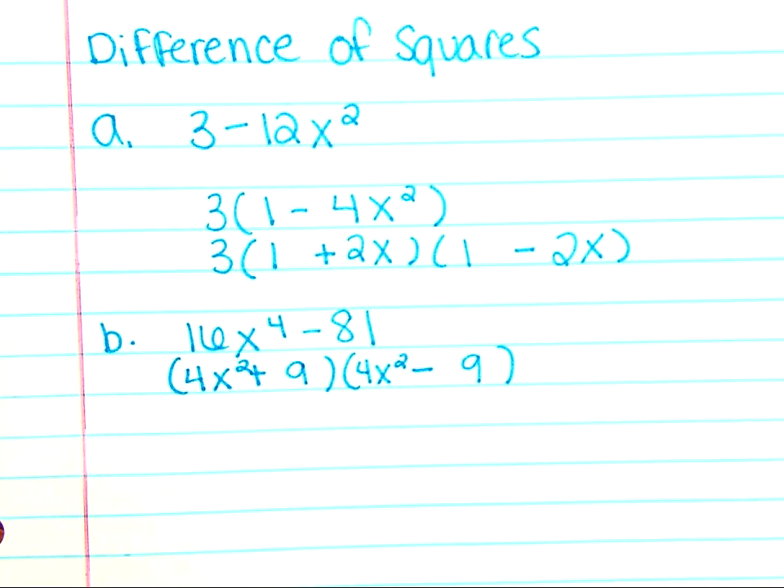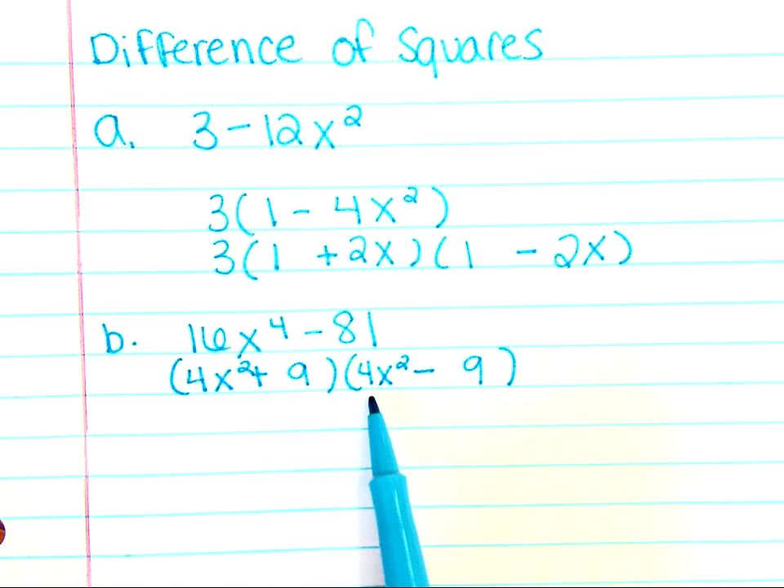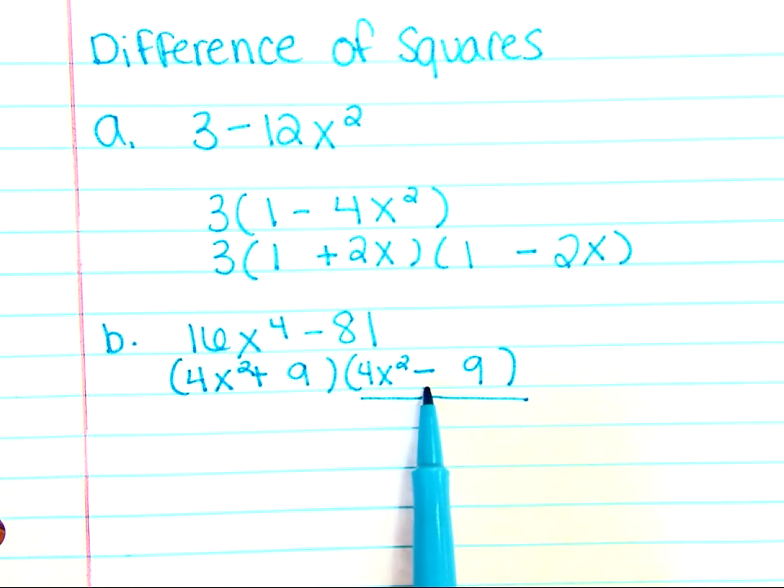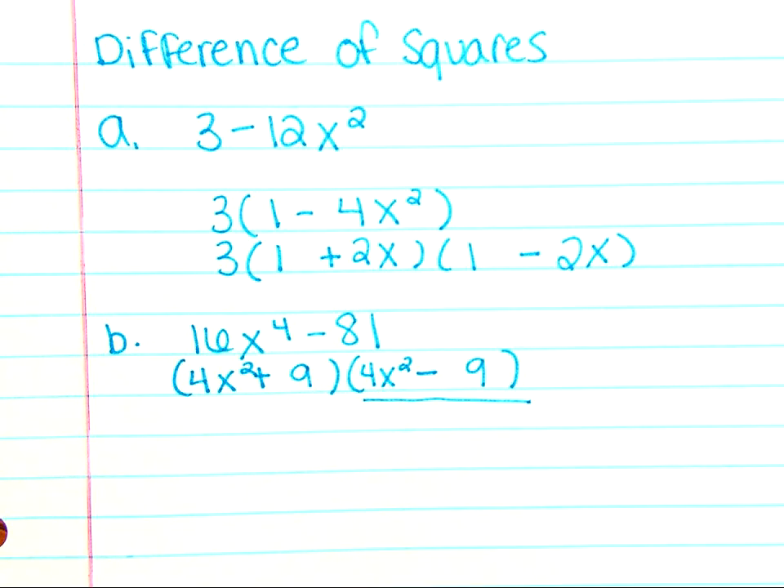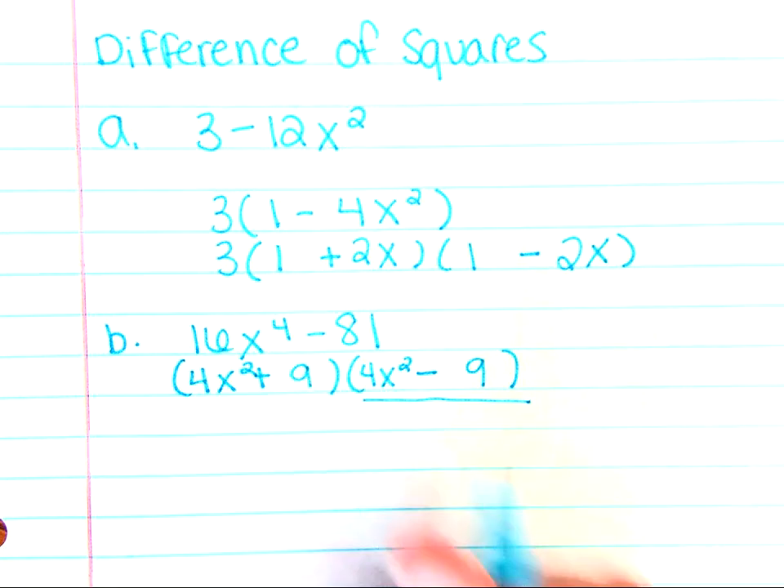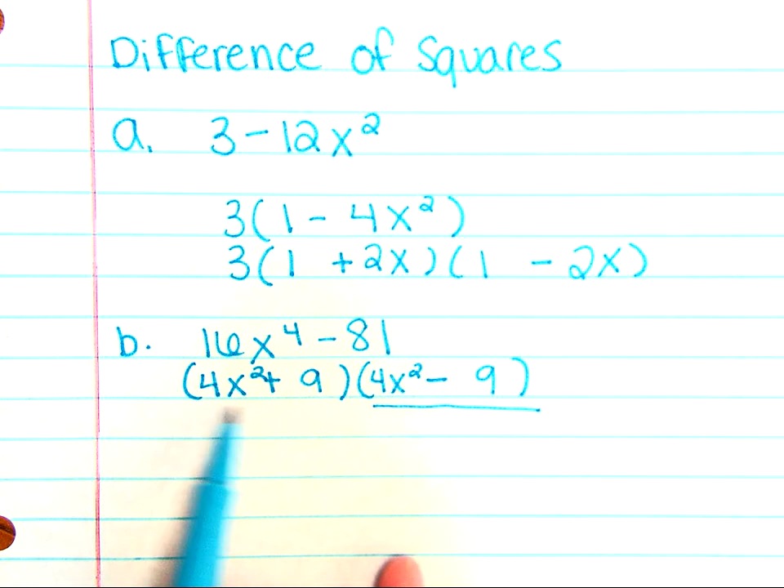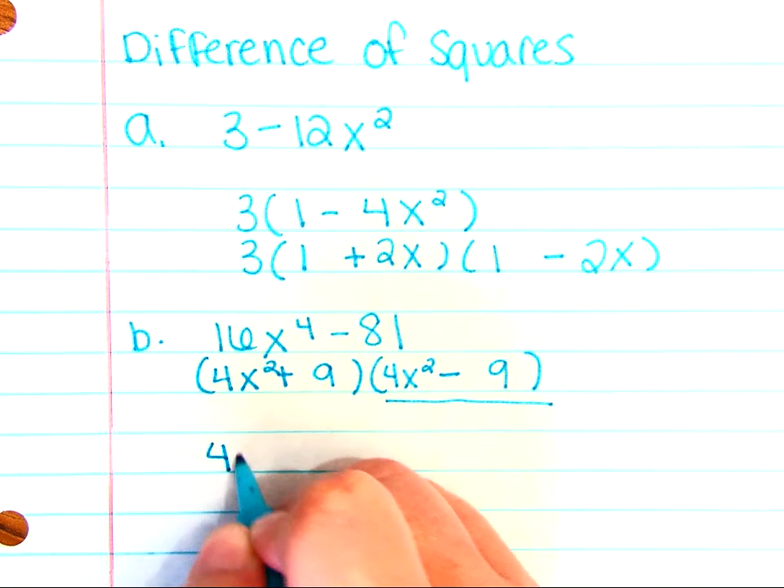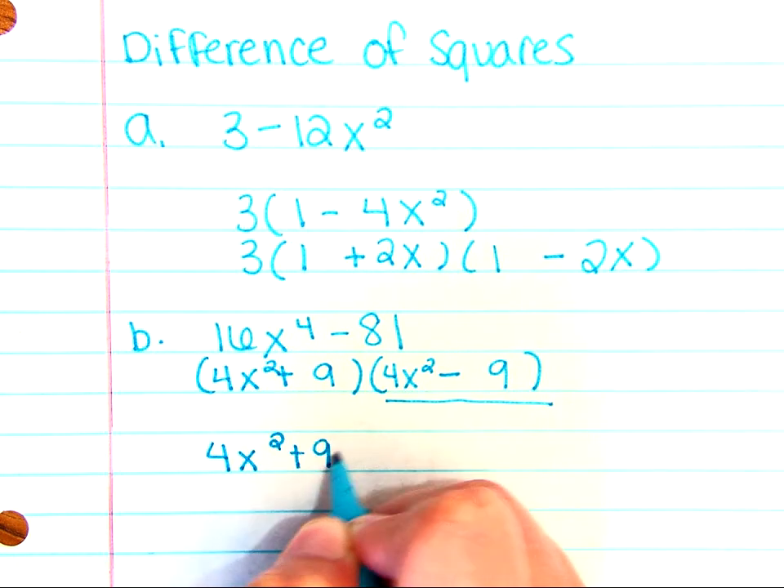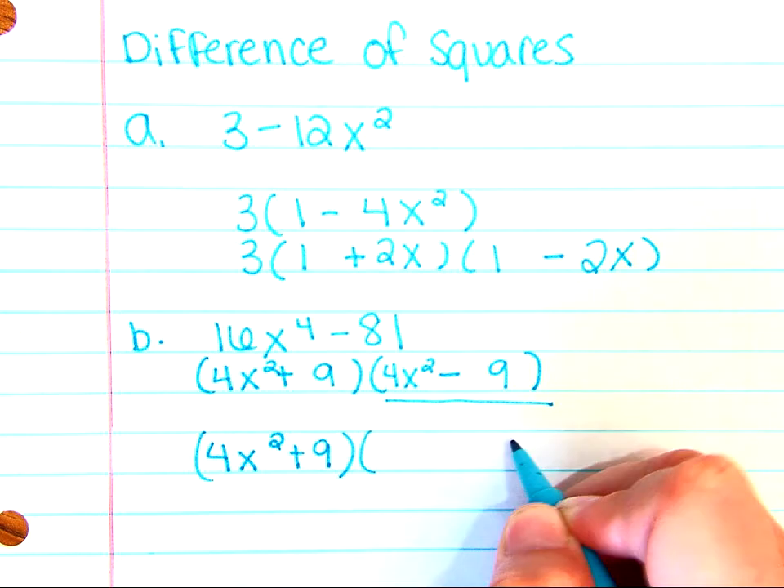Now, the temptation here might be to stop, but if I look at this second term, I've got subtraction, difference. 4 is a perfect square, x squared is a perfect square, and so is 9. So I can actually keep going. Now this term, or excuse me, binomial, I cannot, because I have an addition sign.